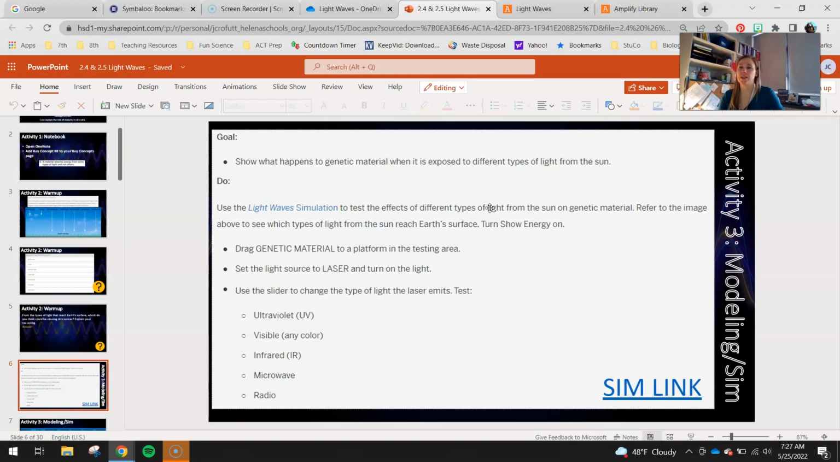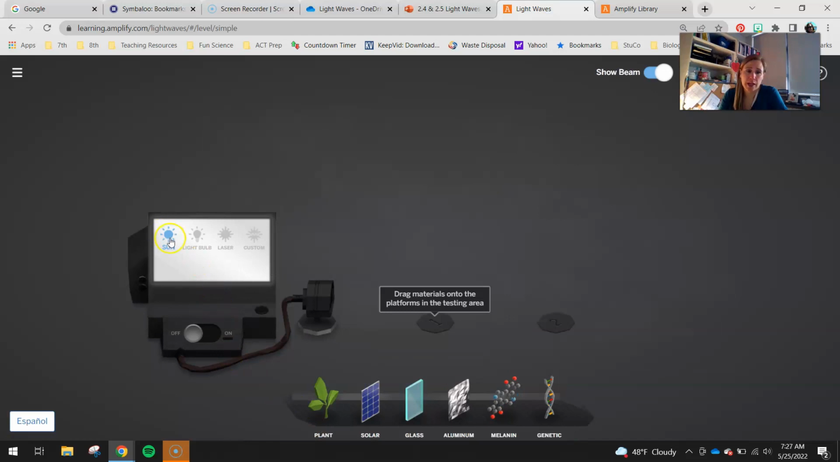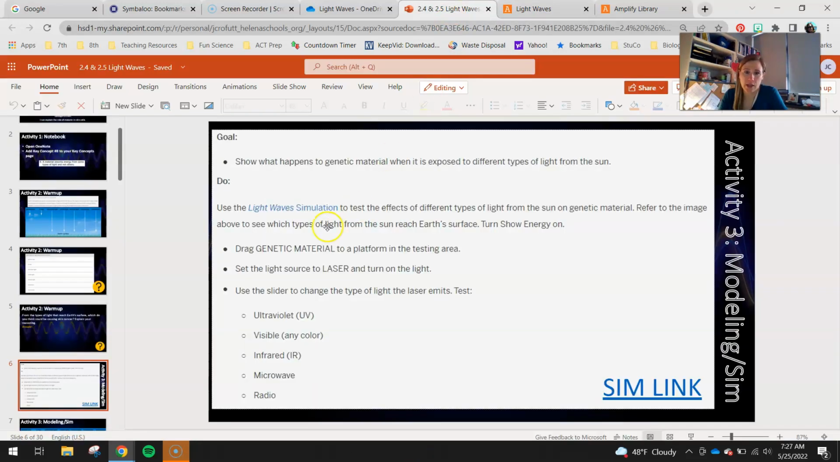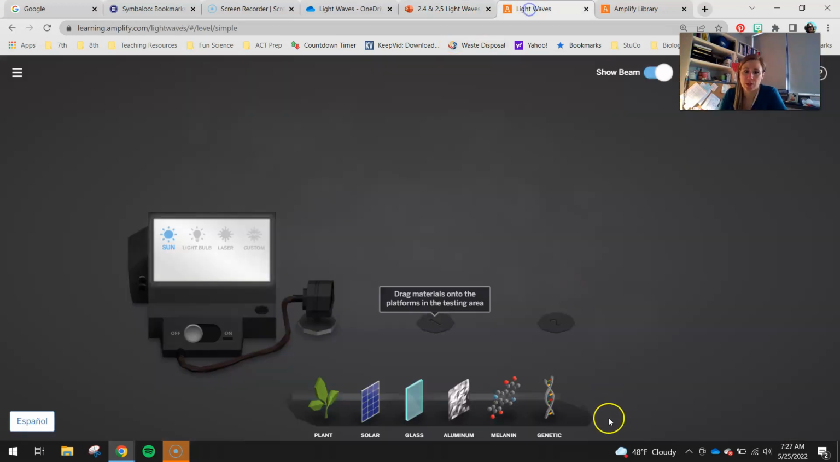So that's going to help us determine whether or not that type of light is even absorbed, or what happens if it's not absorbed. All right, so when you go into the sim, you're going to be looking at the sun. Actually, you're not going to look at the sun. Sorry, I said that. We're going to go to genetic material first. So let's drag our genetic material up to platform 1.